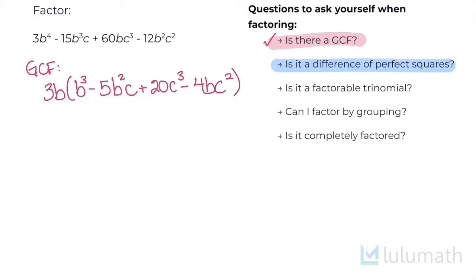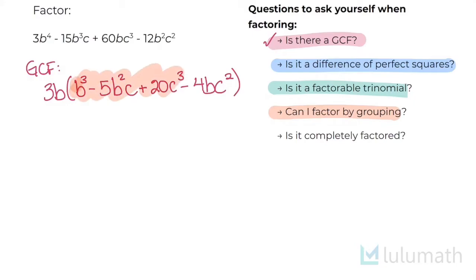Now I want to know, is it a difference of perfect squares? Looking at my first factor, it is a monomial, so it is not a difference of perfect squares. Looking at my second factor, it's 4 terms, so it is also not a difference of perfect squares because I need 2 terms for this to work for us. So my third question is, is it a factorable trinomial? Well, neither one of my factors is a trinomial, so the answer to that is no. So let's see if I can factor by grouping.